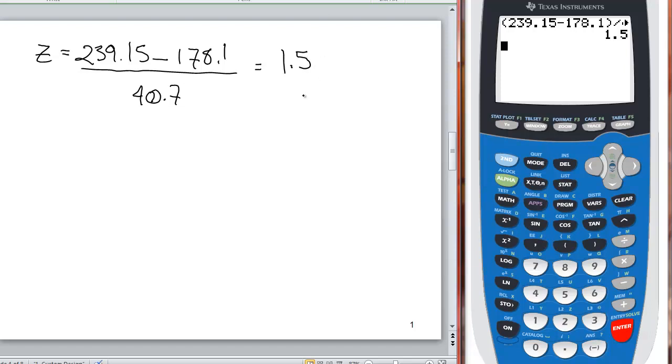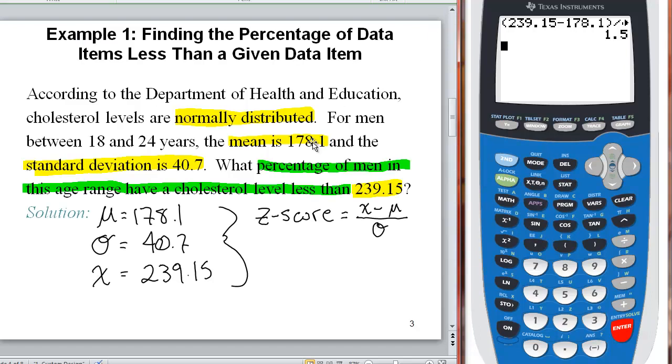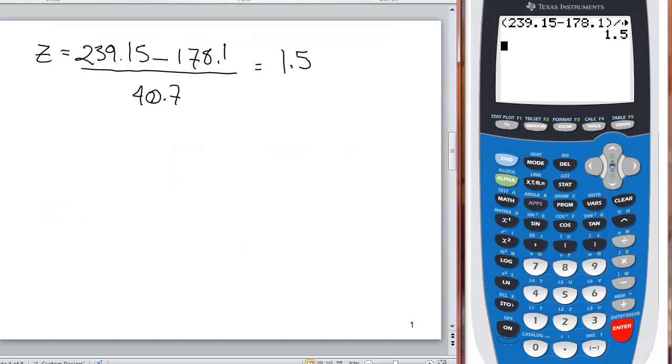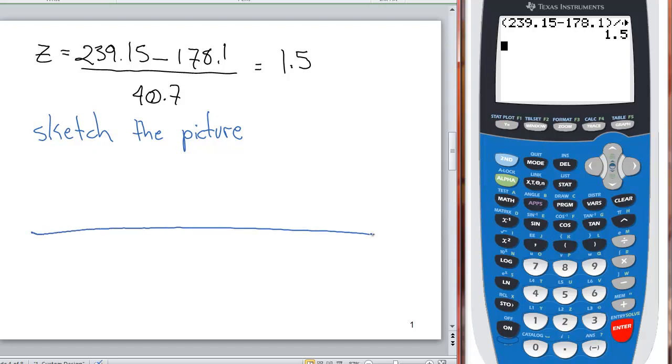What we need to find is what percentage of men have cholesterol less than 239.15. A nice thing to do here is to sketch the picture. A picture is worth 1,000 words. So I sketch this picture right here and draw the normal curve, and in the middle I've got 178.1. Here's one standard deviation, here's 2 standard deviations, here's 3 standard deviations.